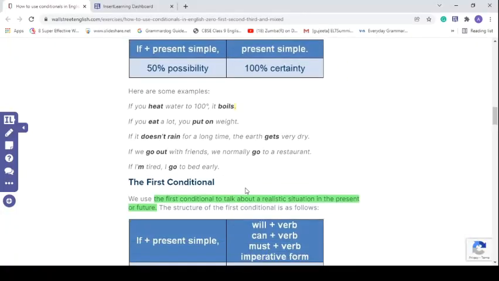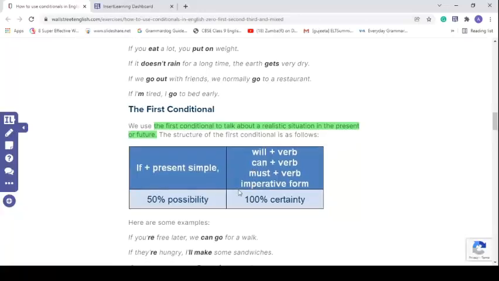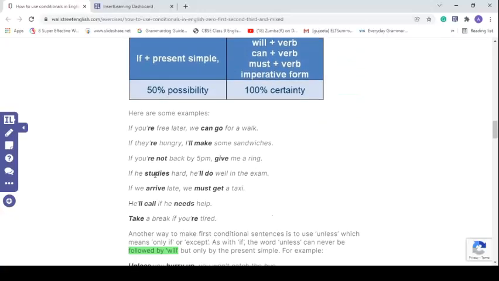Now we move to the first conditional. The first conditional talks about a realistic situation in the present or future. The structure is: if plus simple present tense, then will, can, must plus verb. Let's see. If you're free, we can go for a walk. It's a realistic situation. If they are hungry, I'll make some sandwiches. This is the first conditional sentence. If he studies hard, he'll do well in the exam. So present tense plus will plus verb, present tense plus can plus verb.